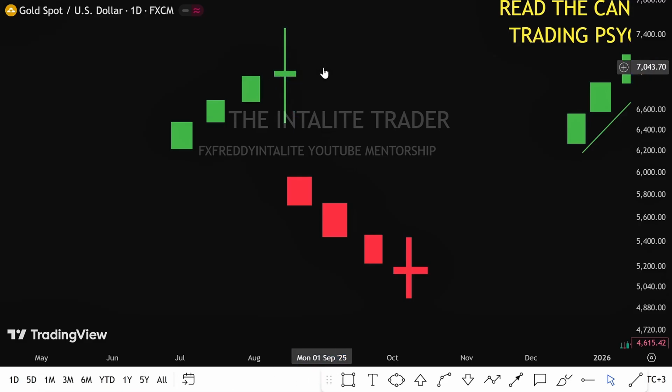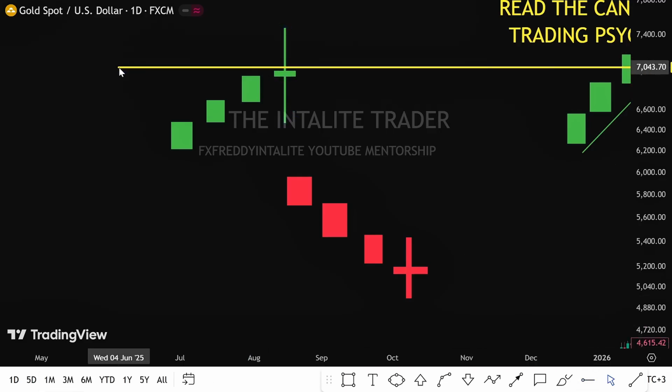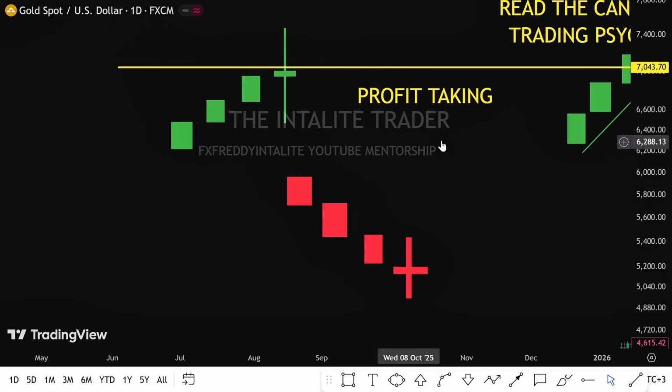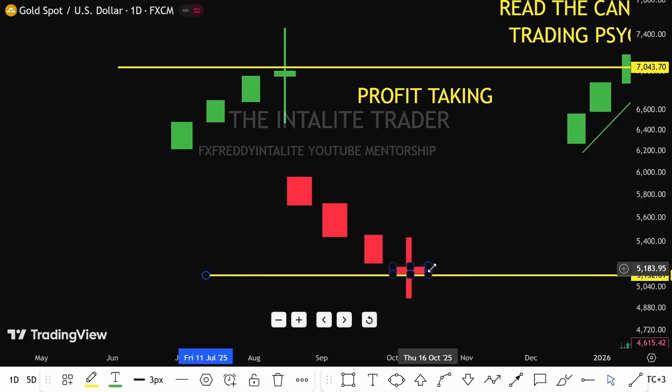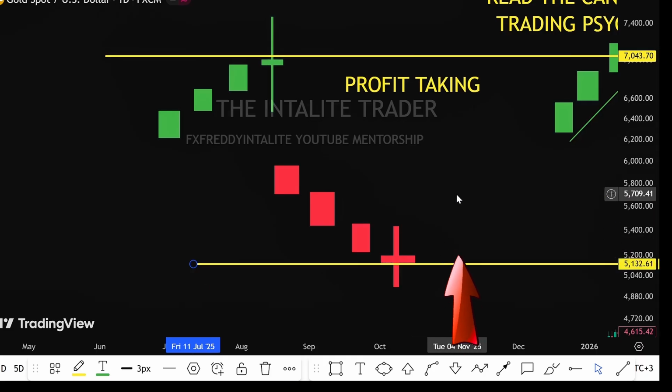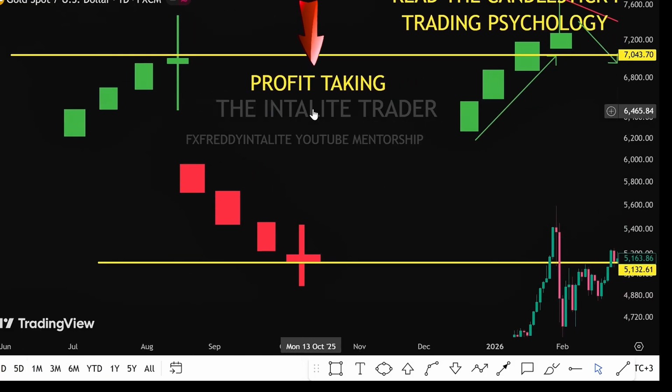So it is indecisive. But when it occurs at a key level, it simply tells you there is profit taking. If it is in an uptrend, these buyers who pushed price here, they are taking profits. And if it's in a downtrend, the sellers who have been shorting this market, they are now taking profits, and buyers are stepping in at this point, sellers are stepping in. So that is how we read these candlesticks.